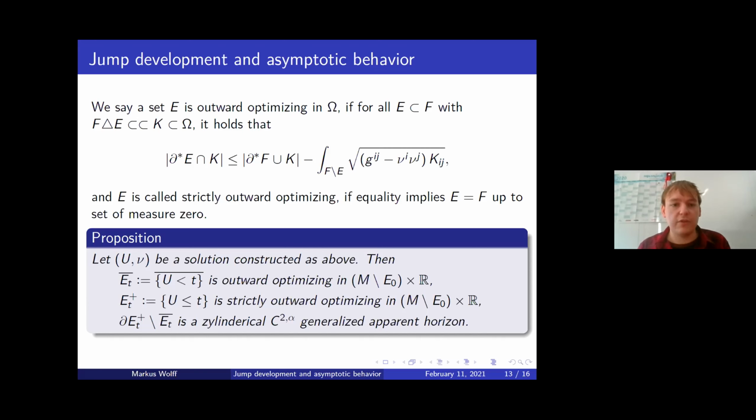And the main observation here is this proposition that the sub-level sets are always outward optimizing, but in fact, these sets U smaller or equal than T are always strictly outward optimizing, meaning our solution will exactly jump when the sub-level sets are no longer strictly outward optimizing. And then this new boundary, which we possibly create by jumping, is in fact a cylindrical C2 alpha generalized apparent horizon. So we can also use this flow to possibly detect such generalized apparent horizons.